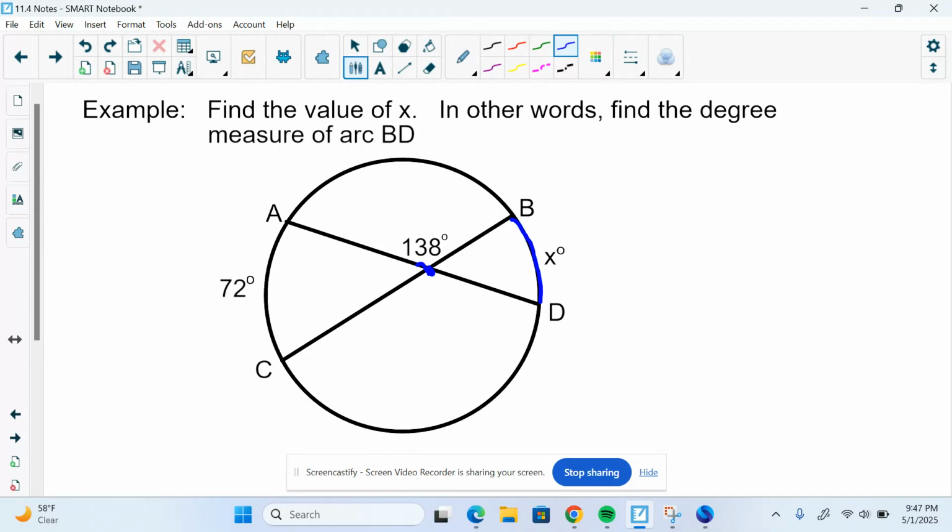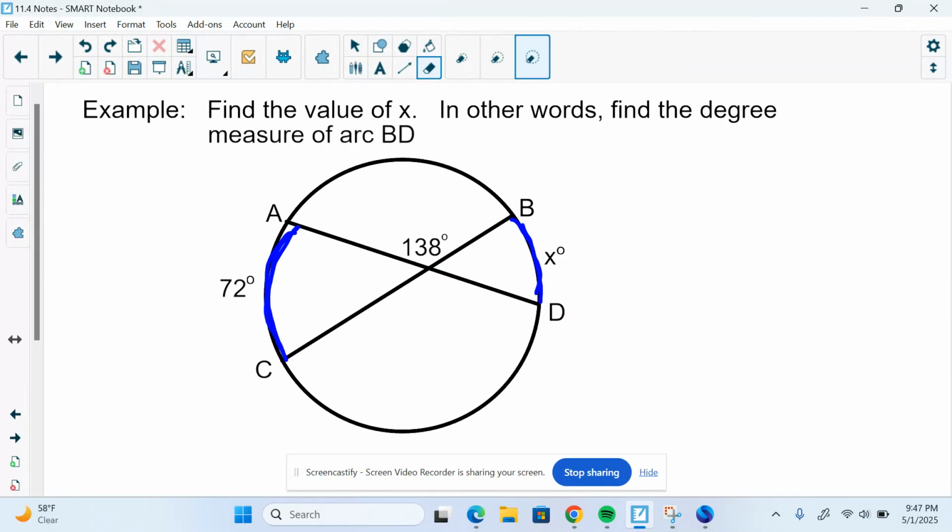x is the degree measure of arc BD. Okay. Now, I think my 138 is in the wrong place. This angle right here is going to equal 72 plus x divided by 2. But if I can find this angle, let me call this one maybe y. If I find angle y, that missing angle right there, I can subtract it from 180. Whoa, wait, what am I saying? Rewind. I know what that angle is.